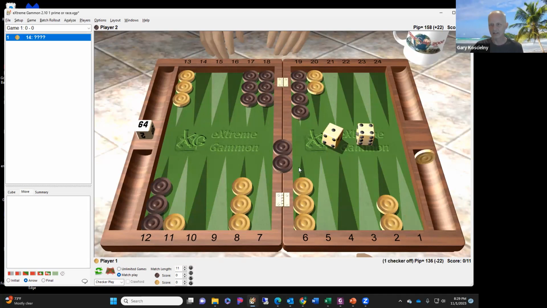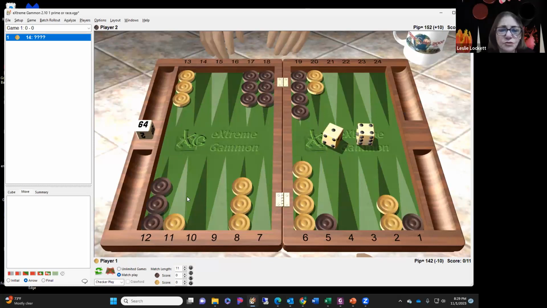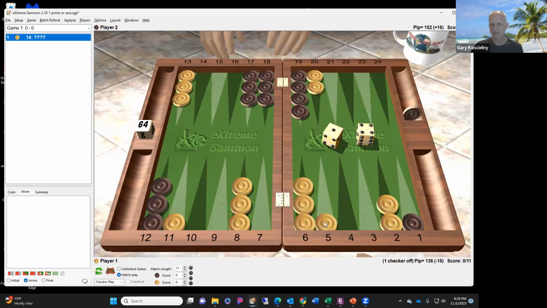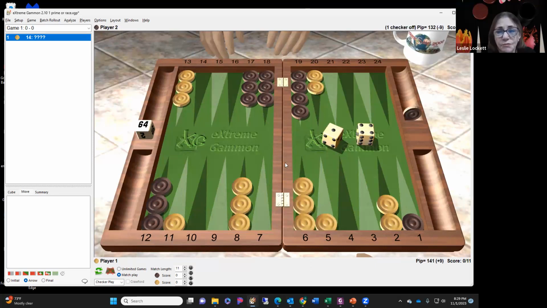Is there any validity to hitting off of the 5 point and stripping the midpoint a little bit, bringing one down to the 9? Just asking, I don't know. Bringing one down, yeah.